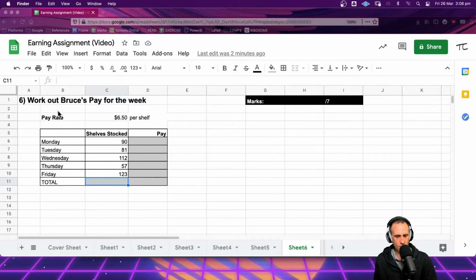This week we're going through 6 to 11. I've changed these numbers a little bit from your assignment, but you'll get the idea. Okay, so Bruce is getting paid for stocking shelves. These are how many shelves he stocked in some particular week, and we want to add up what was the total. What was the total number of shelves that Bruce stocked? So this cell that I've got highlighted here, can you think what formula is going to go in there? What formula will help us add up all of those numbers there? Pause the video and have a think about that.